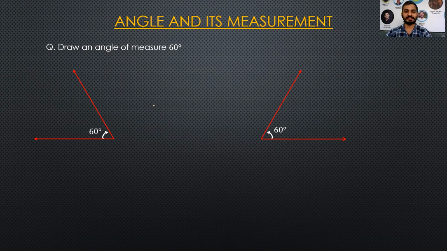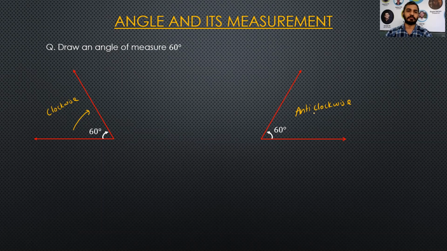They both look the same, but are they the same? No, they are not the same because their directions are different. This is in clockwise direction. It moves along the direction of the clock. This is in anti-clockwise direction. So why is it necessary to mention whether it is clockwise or anti-clockwise?